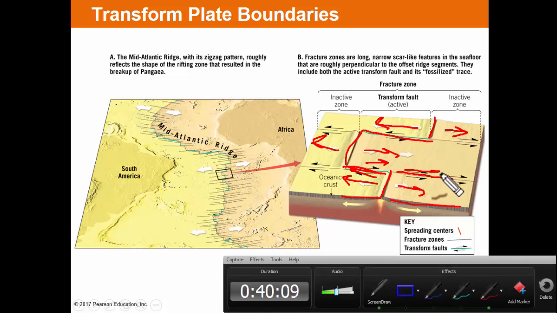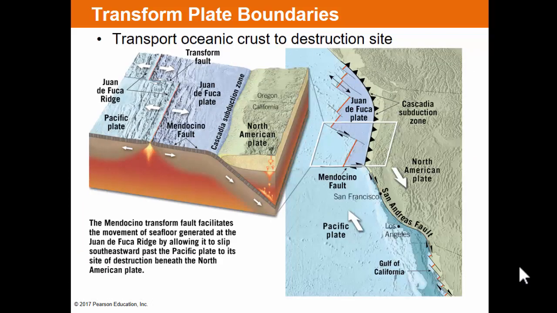Here, they're moving in the same direction, but they may be moving at slightly different speeds. And the same thing happens up here. These two are moving in the same direction. These two are moving in the same direction, but these two are moving in opposite directions. So those are your fracture zones. Transform plate boundaries act to transport oceanic crust to the site of its own destruction.